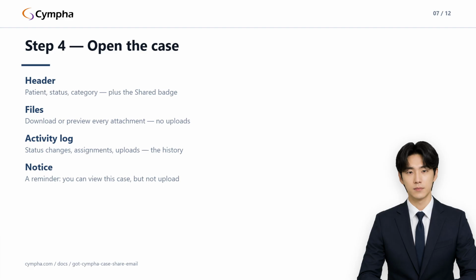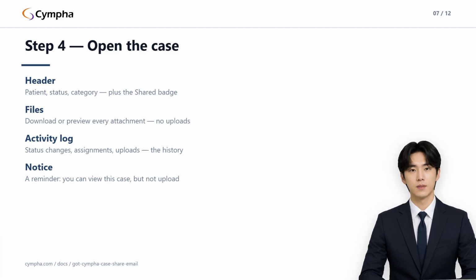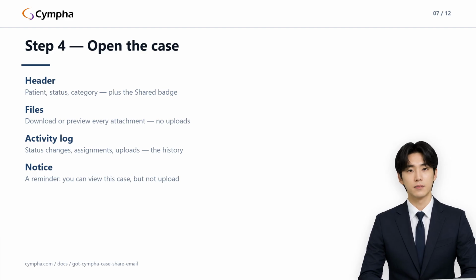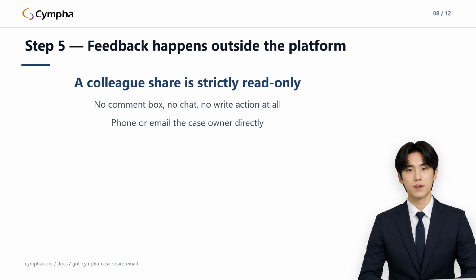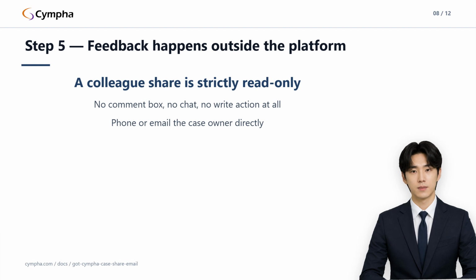Step 5 is the one that surprises people, so let's be direct about it. A colleague share is strictly read-only. There is no comment box, no chat access, and no other write action for share recipients. The share exists so that you can see the case, and that is all. So how do you deliver the second opinion you were asked for?